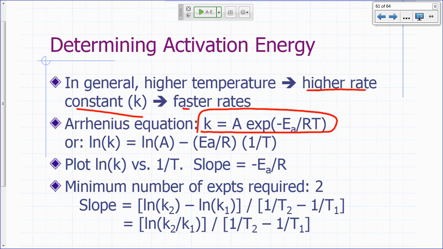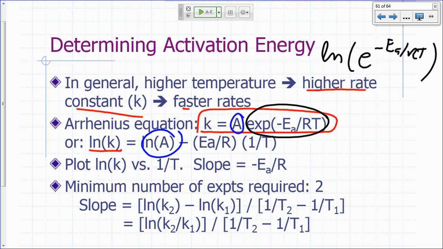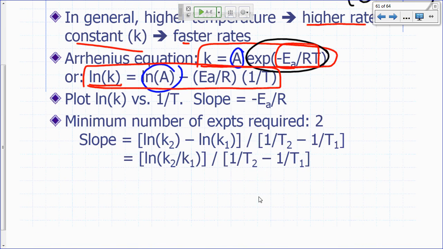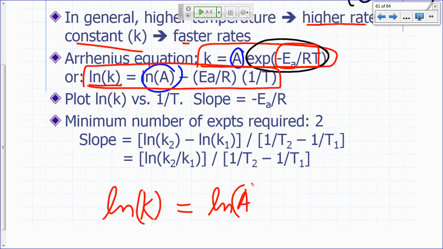Let's look at this equation. If you were to take the natural log of both sides, natural log of k equals natural log of A, plus the natural log of this expression right here. What is the natural log of e to the negative EA over RT? In other words, what's the natural log of e to the x? It's just x, right? So the natural log of e to the negative EA over RT will just be the thing that's inside the e. So that's minus EA over R times 1 over T. So this is another way you can write your Arrhenius equation, which relates the rate constant with temperature. So ln of k is equal to ln of some constant A minus energy of activation over R times 1 over T.